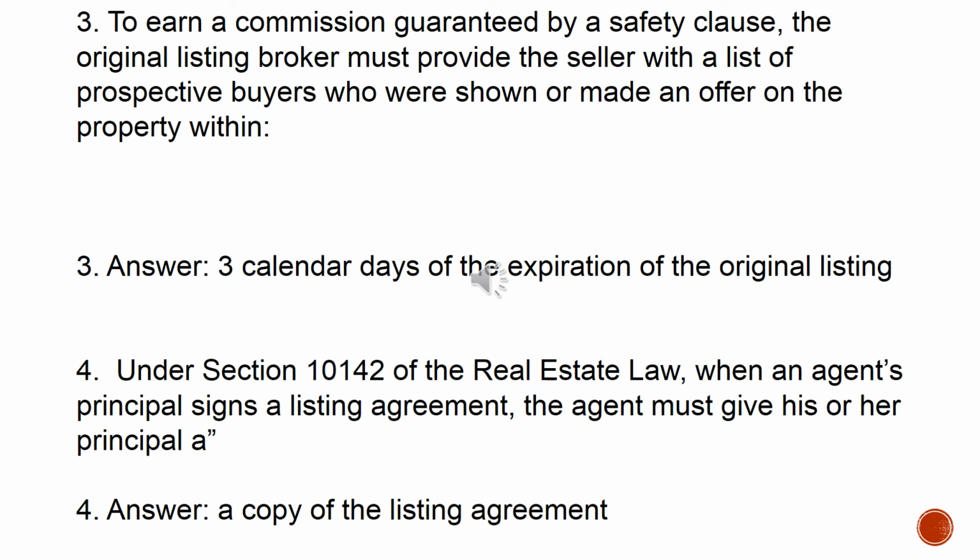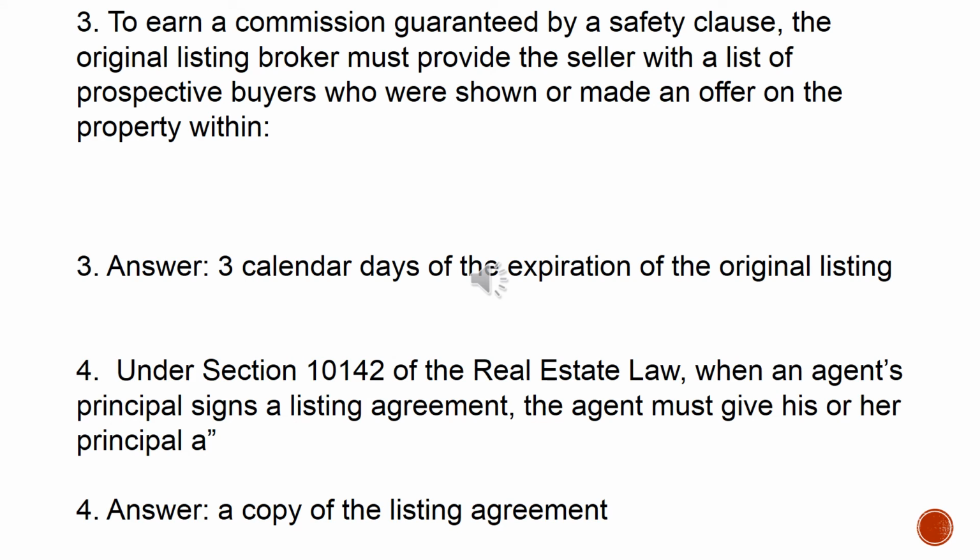Number 3. To earn a commission guaranteed by a safety clause, the original listing broker must provide the seller with a list of prospective buyers who were shown or made an offer on the property within? Answer: 3 calendar days of the expiration of the original listing.